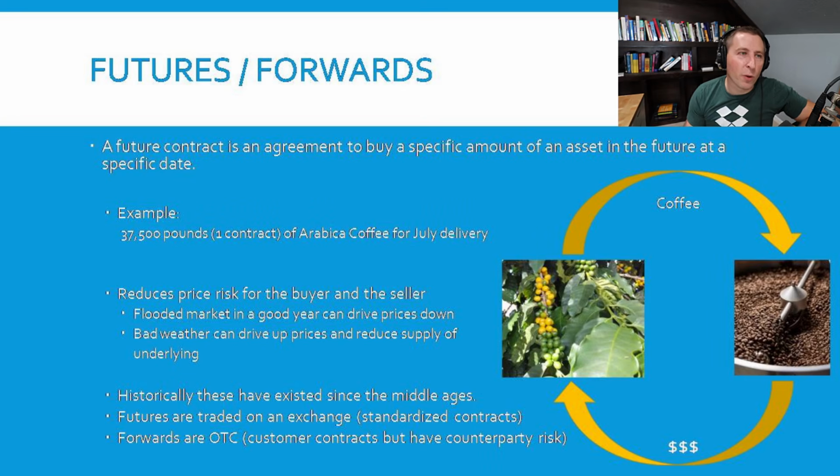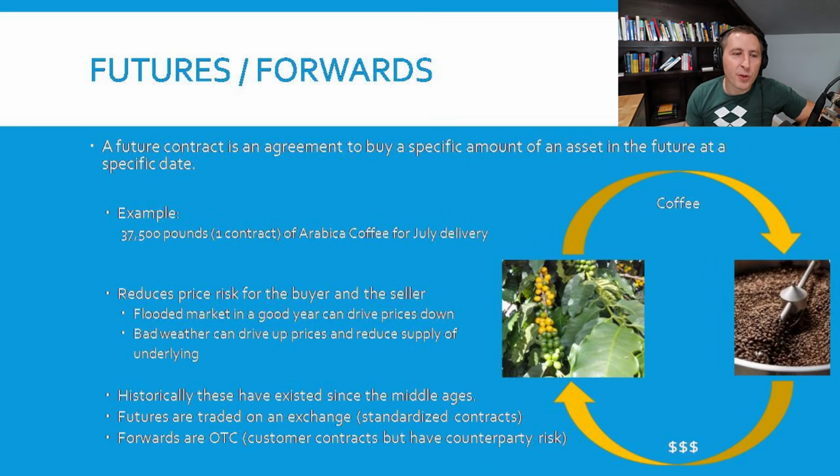So we're going to start with futures and forwards here. They're almost the same thing, but let me get into what they are. A futures contract is an agreement to buy a specific amount of an asset in the future at a specific date. So let me clarify this with an example. Let's just pick coffee as our example. A standard coffee contract for Arabica coffee on the exchange is 37,500 pounds. So if you have one contract, that's how much you're agreeing to buy and sell. And you can see in this example, it has a July delivery. So this means in July, this is when we're going to have some sort of execution of the contract, meaning the buyer is going to receive 37,500 pounds of coffee and the seller is going to deliver that.